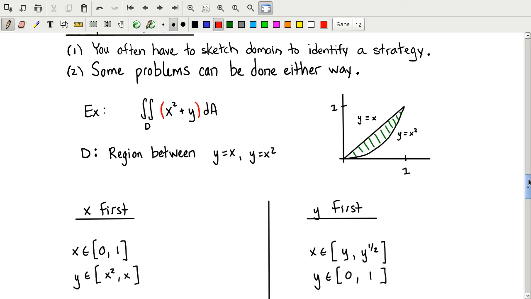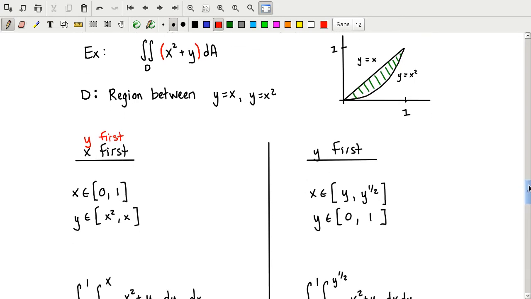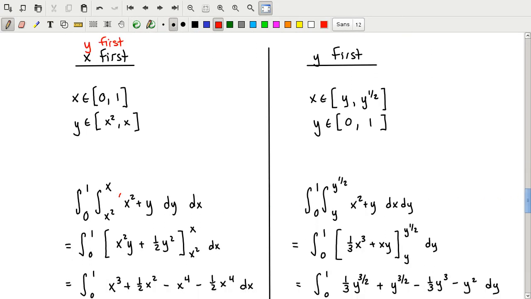So suppose we do y first, with the y domains being functions of x. Then x goes from 0 to 1. Y, on the other hand, goes from the lower function, which is x squared, to the upper function, which is x. So we get an integral where we first do y, with y going from x squared to x, followed by an integral with x going from 0 to 1.